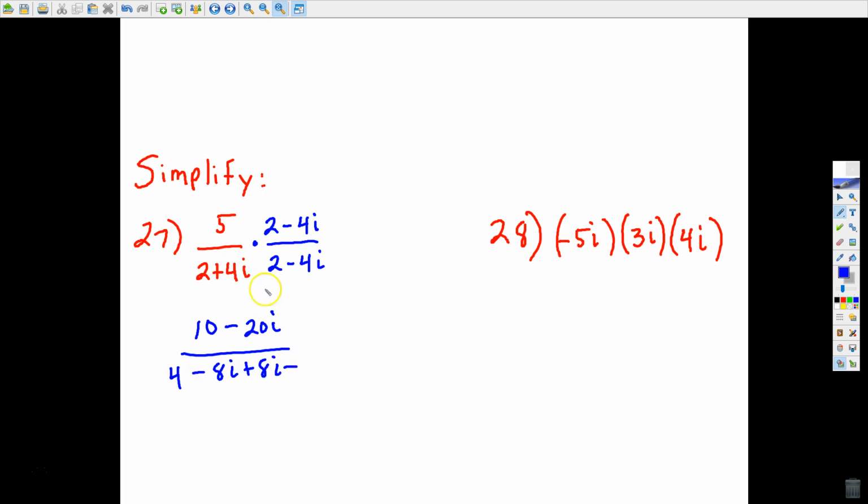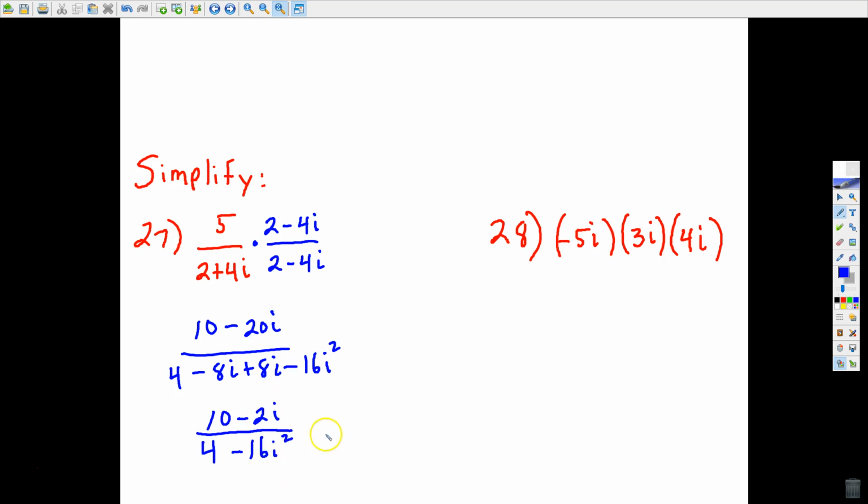And then this would be minus 16i squared. But I want to simplify this. You notice that the 8i's cancel each other. Okay, so let me just come down here and we'll bring it down to this. 4 and then minus 16i squared.